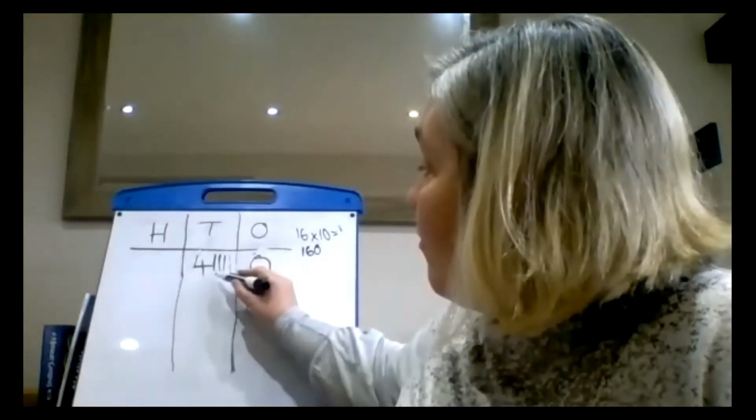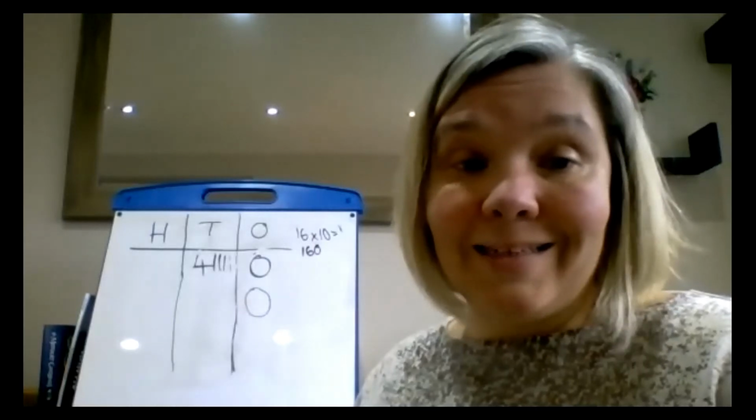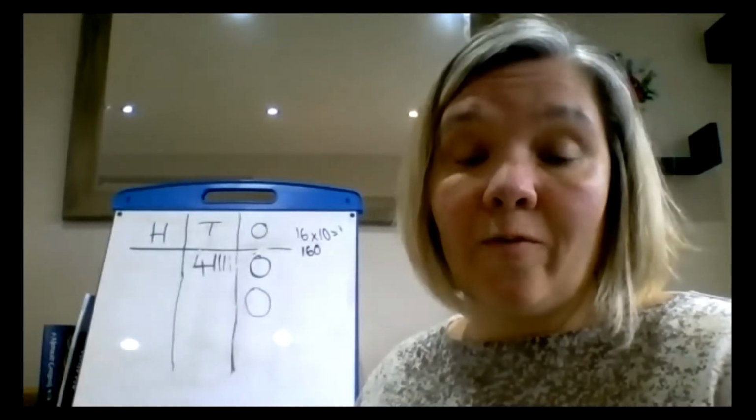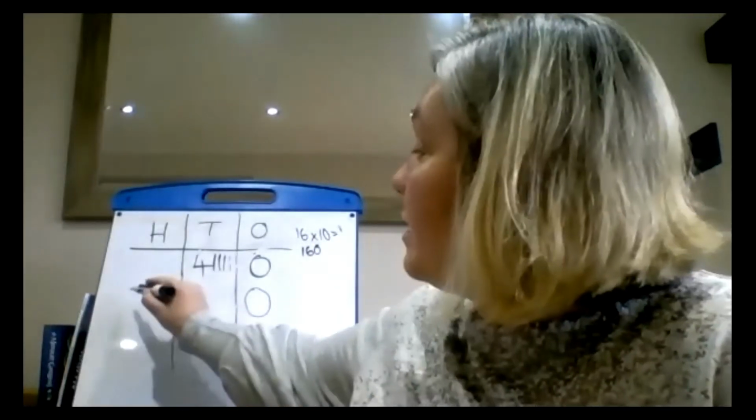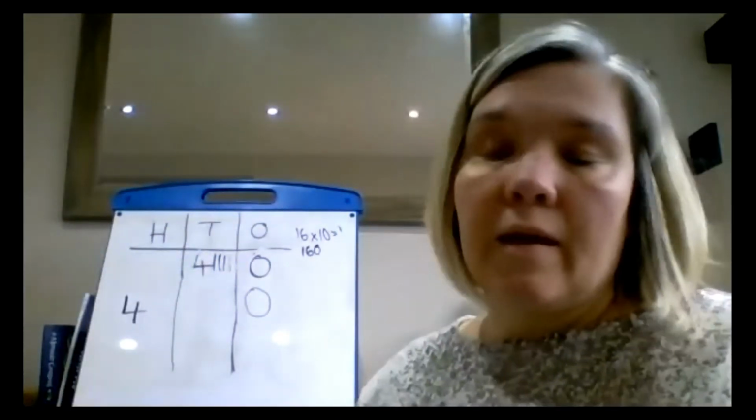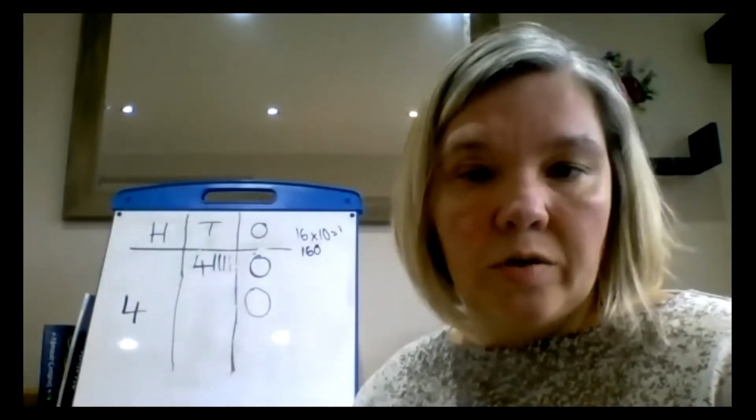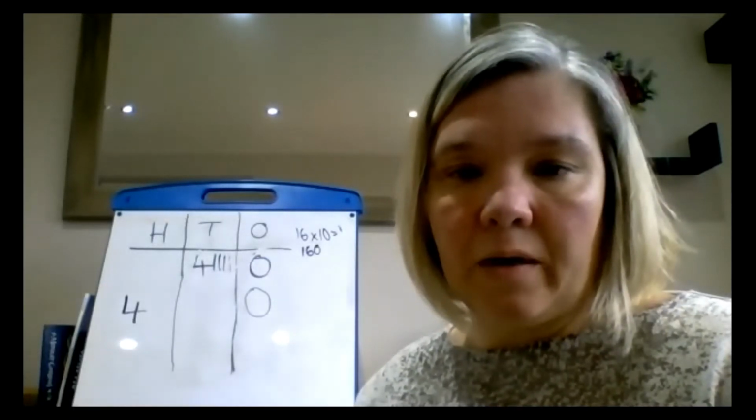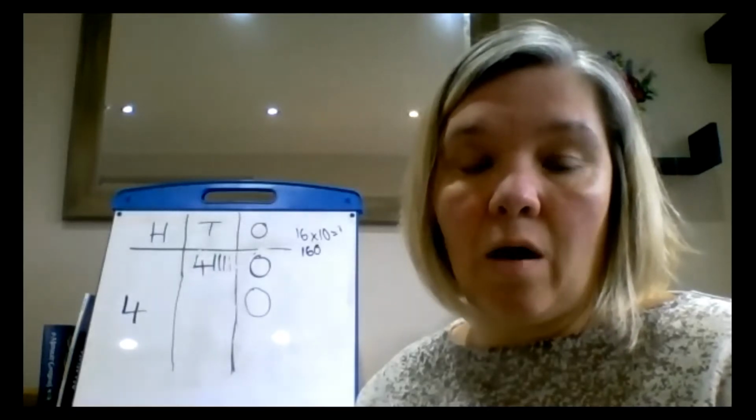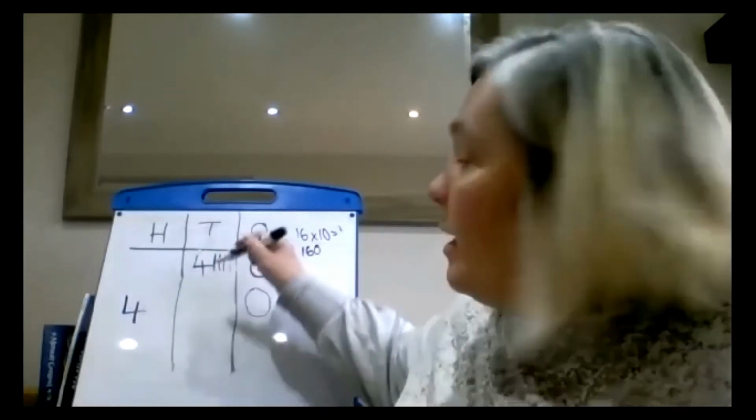Okay, we now have 400s, but we can't put that in the tens column, can we? Where do we put 400? We put it in the hundreds column. Is that it? We finished? We haven't, have we? What do we need to finish our answer off with? We need to put 0 in here.